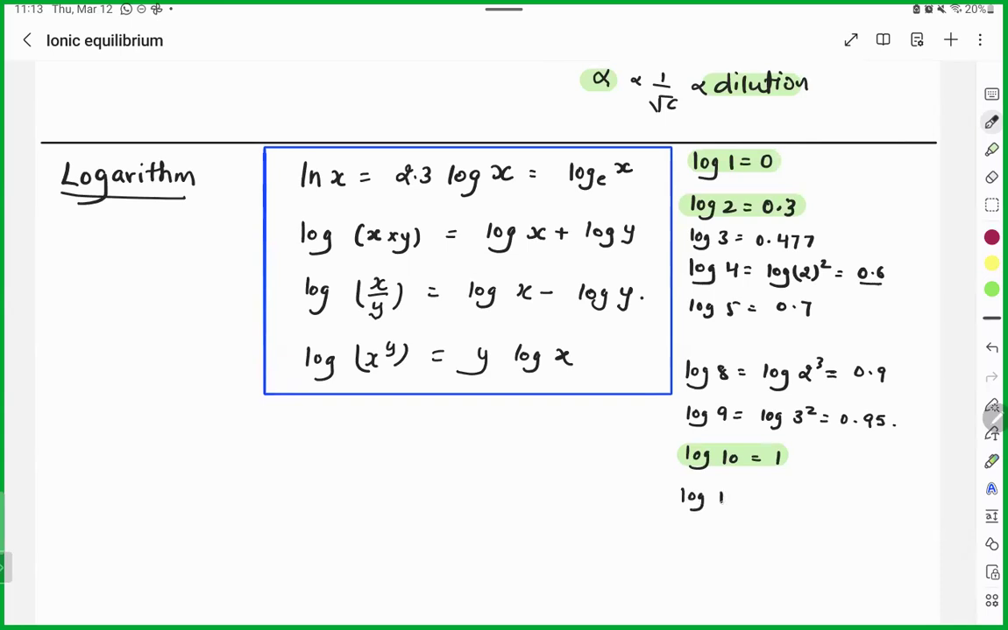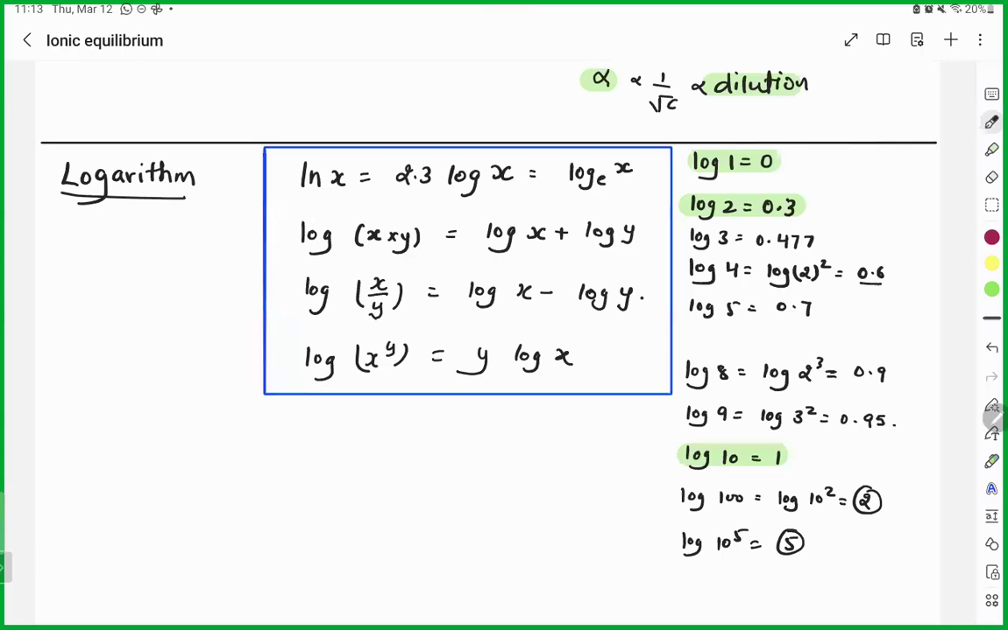Barinder, what is log 100 value? Jordan, log 10 raised to power 5 value? It will be 5, sir.